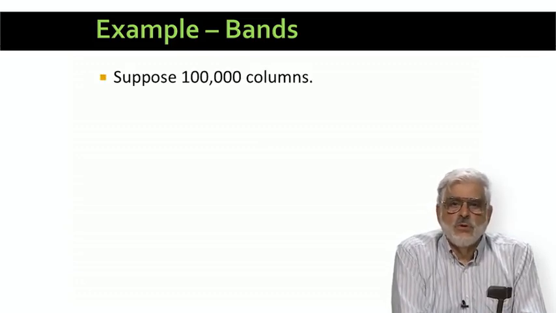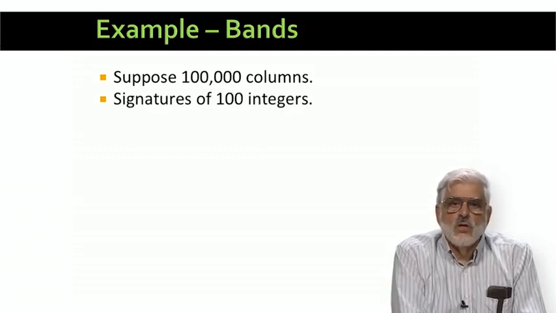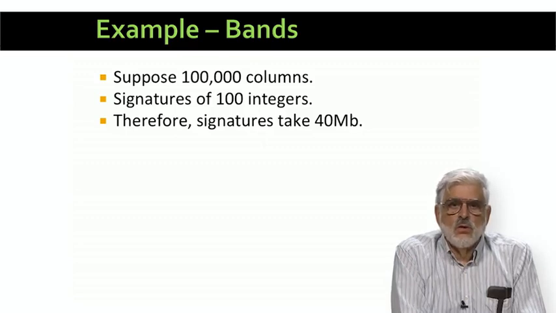We'll assume there are 100,000 columns. That is, we're looking for similar documents among a set of 100,000 documents. We'll assume signatures are of length 100. That is, we use 100 min-hash functions to create the signatures. The signature matrix M is thus 100 rows by 100,000 columns. Notice that the signatures fit very nicely in main memory.